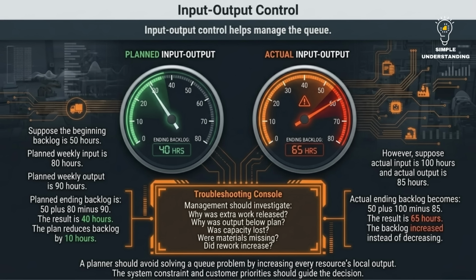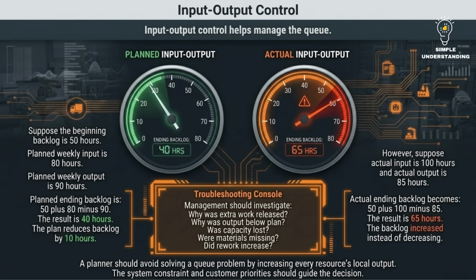However, suppose actual input is 100 hours and actual output is 85 hours. Actual ending backlog becomes 50 plus 100 minus 85. The result is 65 hours. The backlog increased instead of decreased.